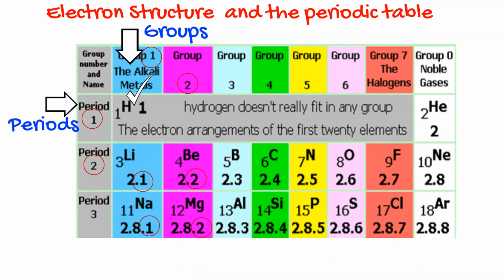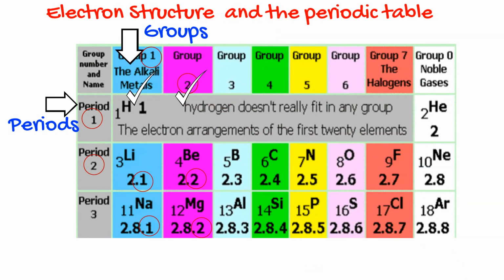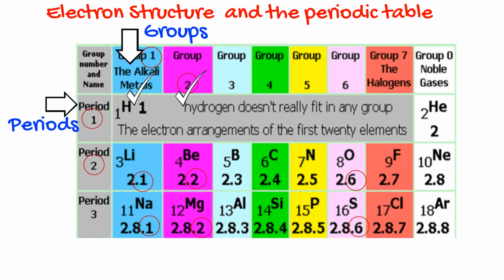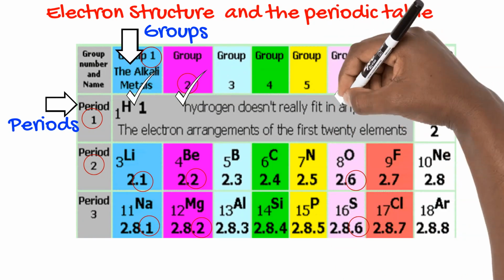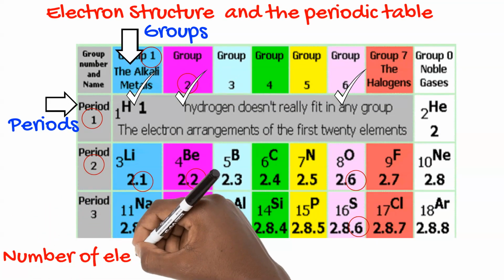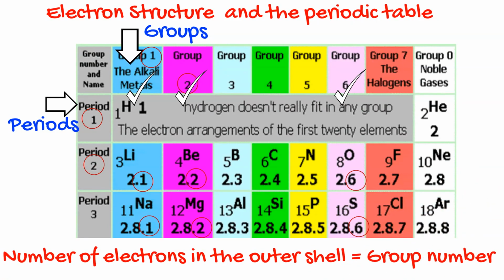Beryllium and magnesium both have 2 electrons in the outer shell, and they are both in group 2. And I hope you see the trend built in here. And similarly, oxygen and sulfur both have 6 electrons in the outer shell, and they're both in group 6. So the point is, the number of electrons in the outer shell tells you the group number, and you have to know this.